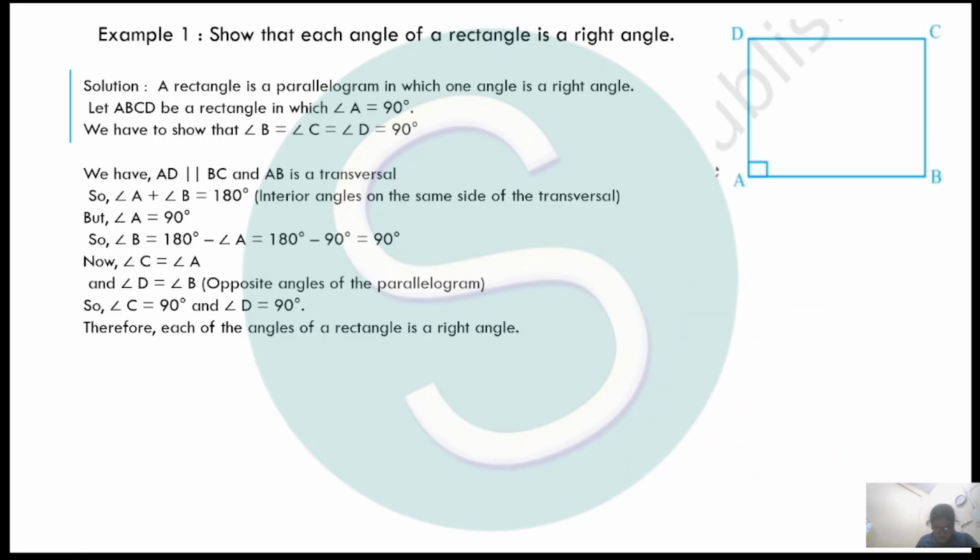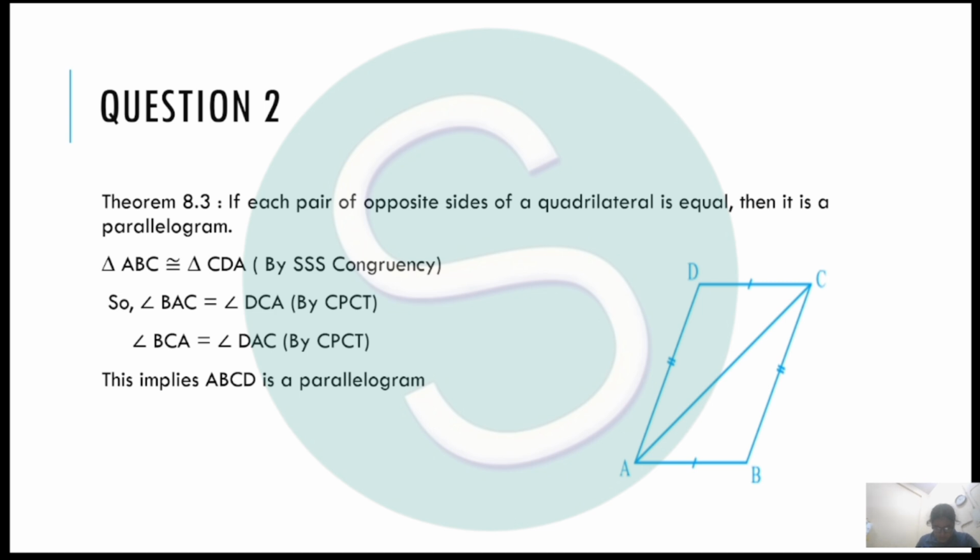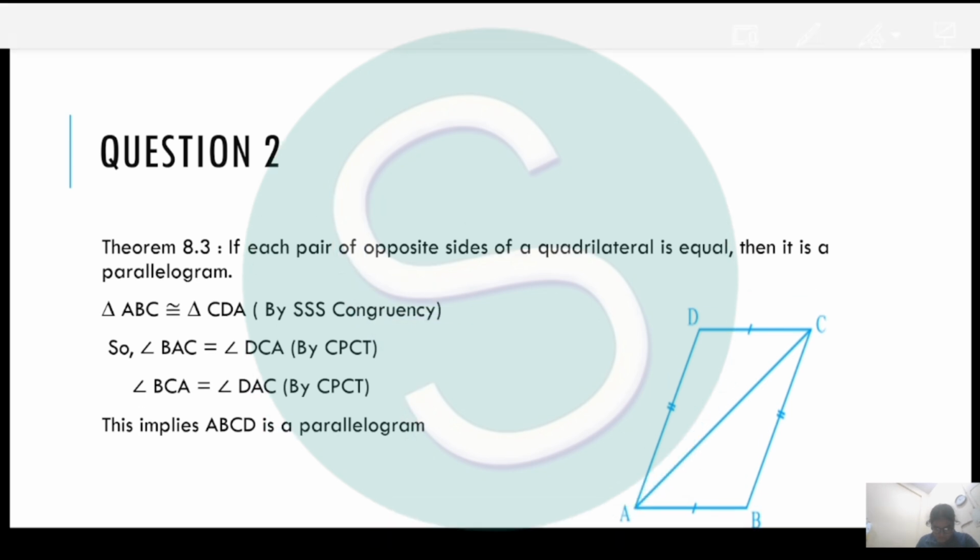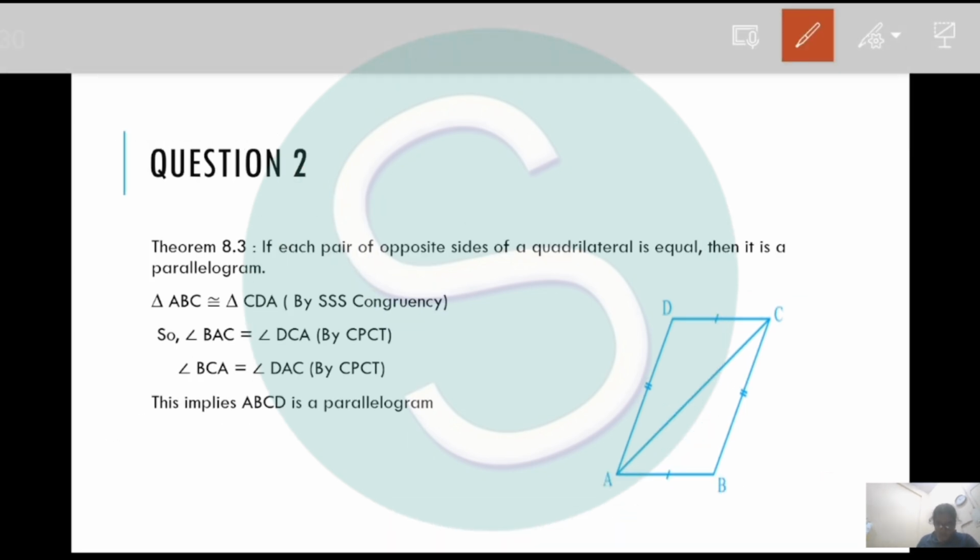Now the next question is: if each pair of opposite sides of a quadrilateral is equal, then it is a parallelogram. So here it is given to us that this ABCD is a quadrilateral in which opposite sides are equal, and we have to prove it is a parallelogram.